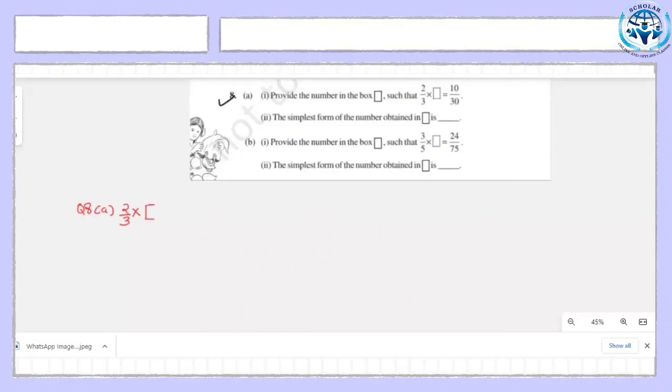Now, the last question of the exercise, question number 8. Some columns are given, you have to fill the columns with the appropriate fraction. 2 by 3 into dash x upon y is equal to 10 by 30. What will be multiplied with 2 to get 10 and what should be multiplied with 3 to get 30?